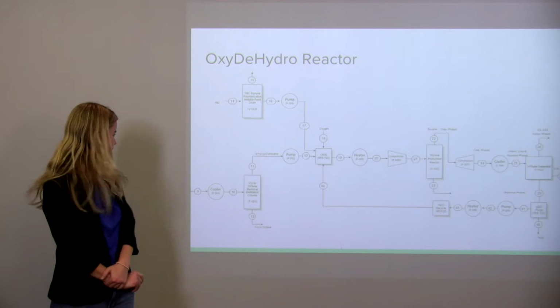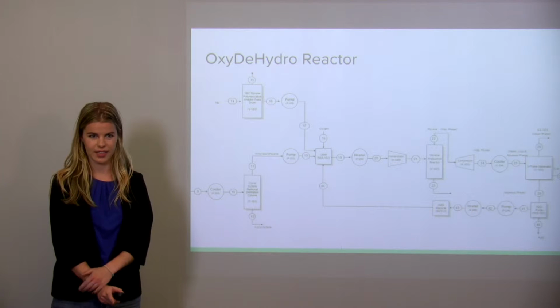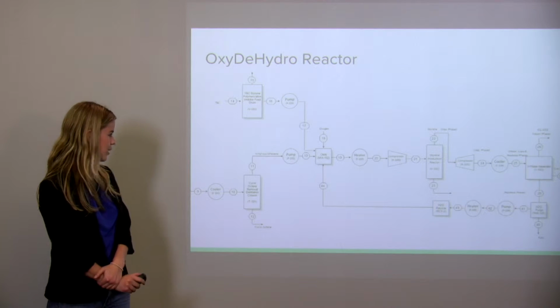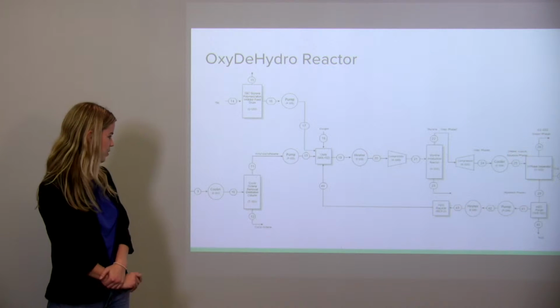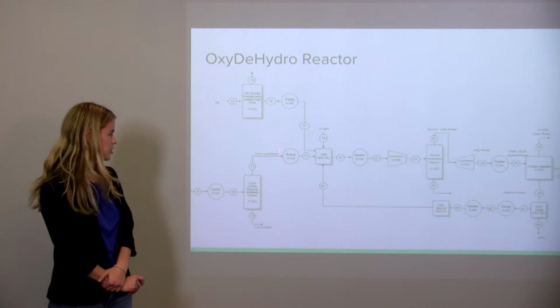Okay, so starting at stream 9 coming in, which is predominantly vinyl cyclohexene and cyclooctane, we take it into a distillation column, removing cyclooctane out of the bottom in stream 12, and vinyl cyclohexene comes out the top, stream 11.